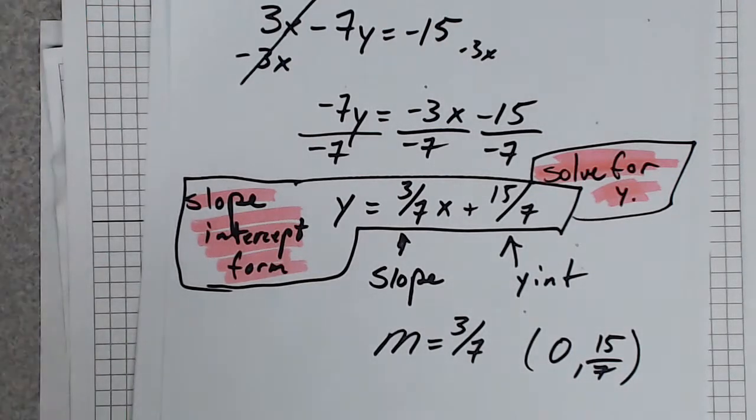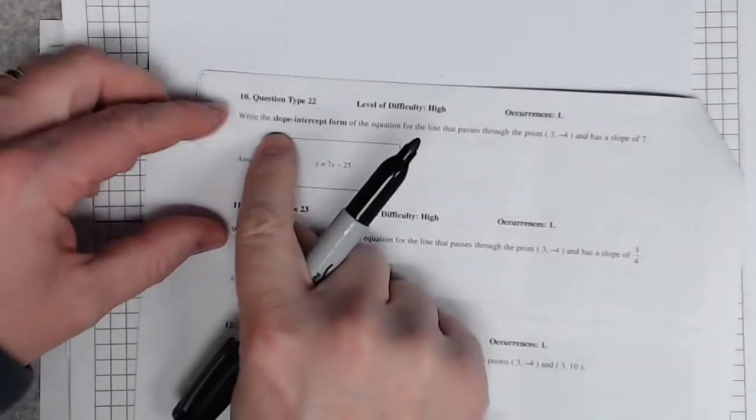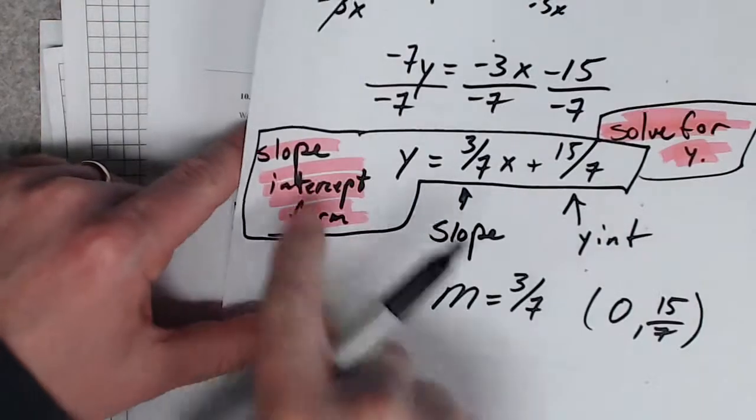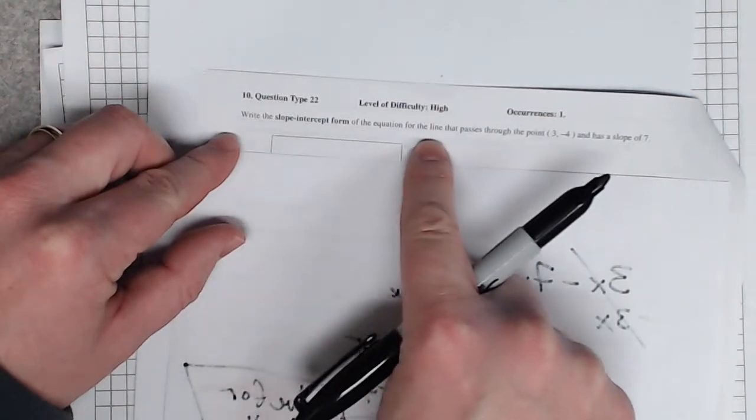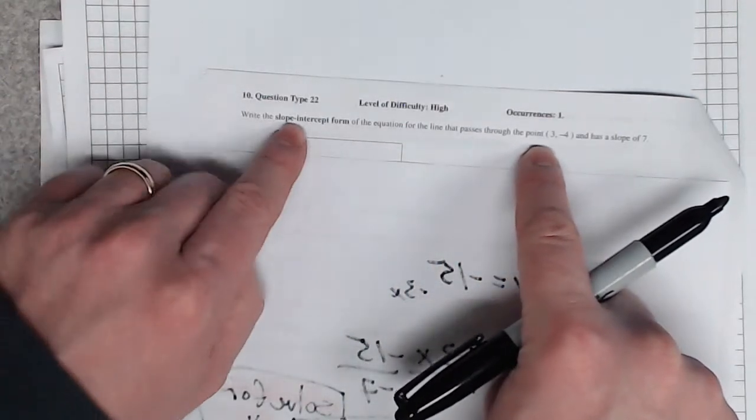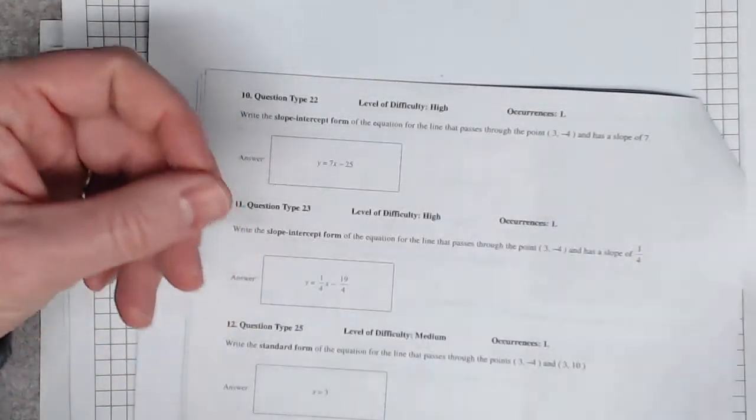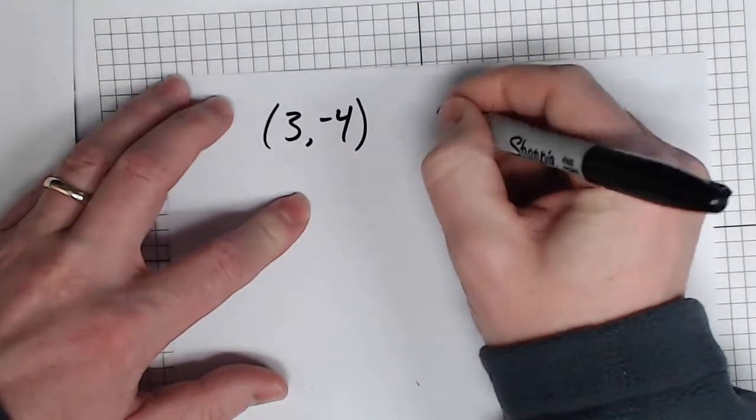Alright, what's next on the agenda here? The questions now turn over to say, write the slope-intercept form. So we know what slope-intercept form is. Slope-intercept form is simply solving for y. And we want to do this for this question here. Find the slope-intercept form of the equation of a line that passes through this point and has this slope. So I'll write down the pertinent information. (3, -4) is a point that this thing goes through, and the slope is 7.